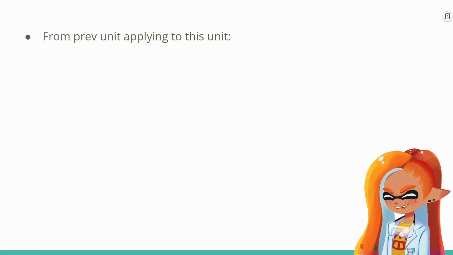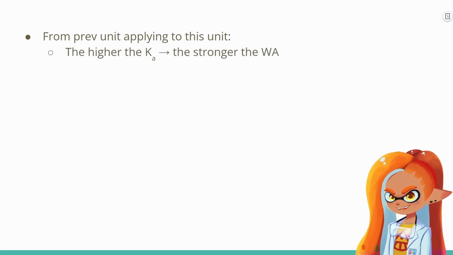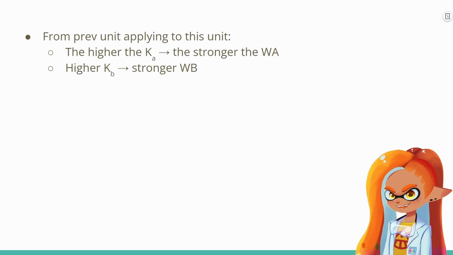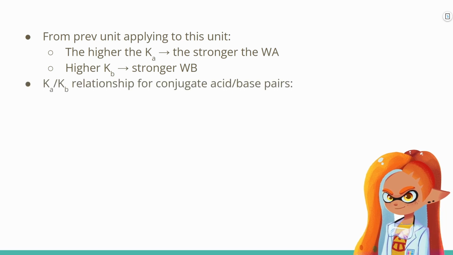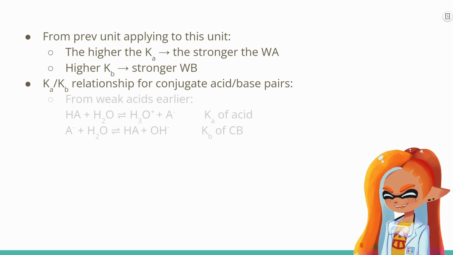So from the previous unit, we can apply it to this unit. So again, higher Ka, stronger weak acid, as I mentioned earlier. If I have a higher Kb, then we have a stronger weak base. Again, this is all relative. And so we can compare these relationships with the conjugate acids and bases.